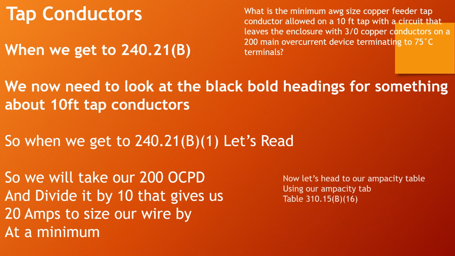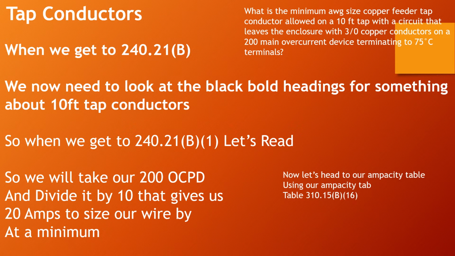Now, we are going to head to our ampacity table using our ampacity tab, and that is table 310.15(B)(16). Go ahead and flip there now. So we use our ampacity tab. We're going to flip to page 150.